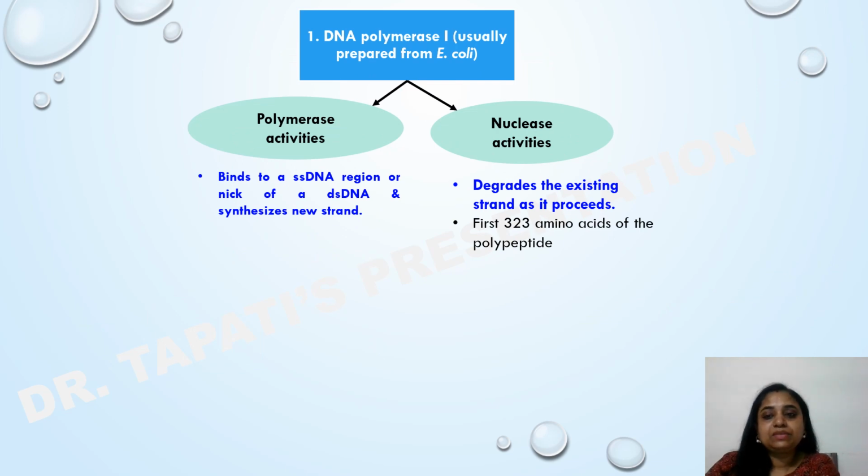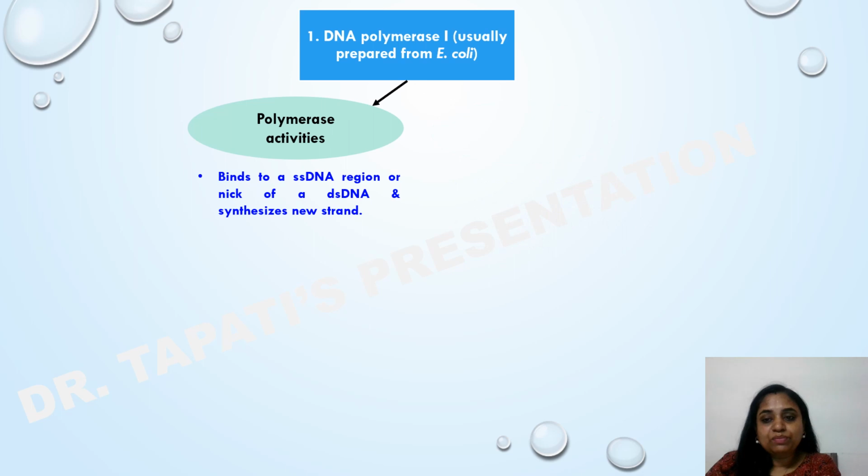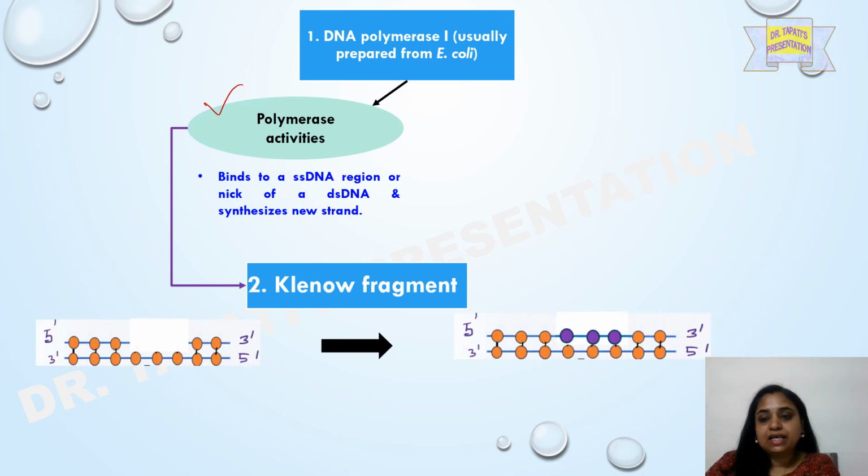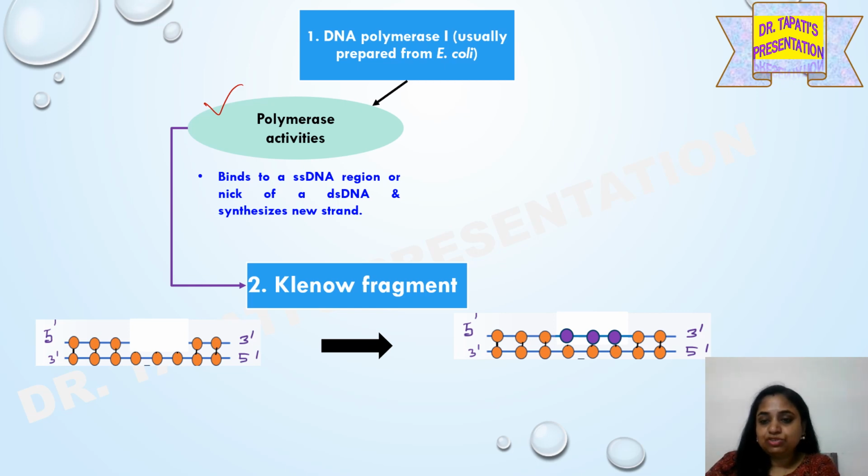The nuclease activity of DNA polymerase 1 is present in the first 323 amino acids of the polypeptide. So removal of this segment leaves a modified enzyme that functions only as a polymerase. This modified enzyme is known as Klenow fragment. It can only synthesize a complementary DNA strand on a single-stranded template. It is unable to degrade the existing strand as it proceeds.